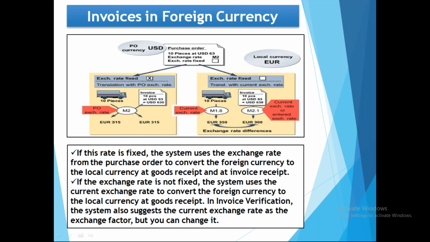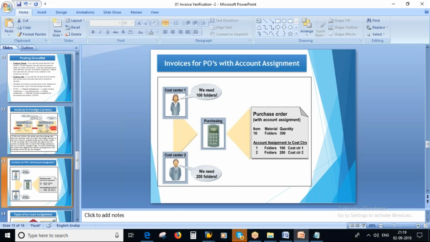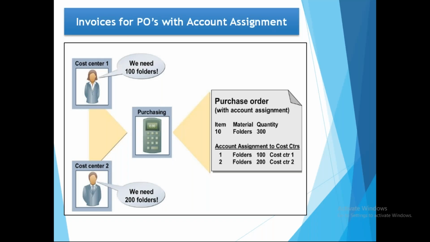Okay, so this is all about your foreign currency. Now we will discuss invoices for POs with account assignment. That means the consumable materials. This we discussed during our initial classes. Let's say you are purchasing a material folder, total 300 folders. Among that, 100 folders I need for one cost center, 200 folders for another cost center.